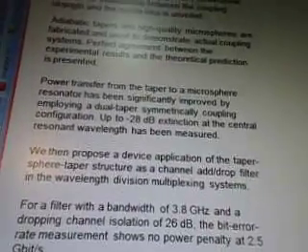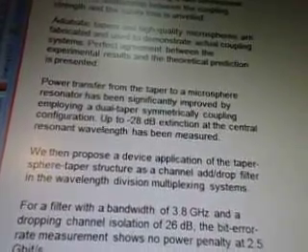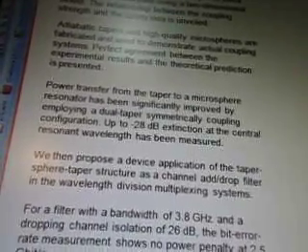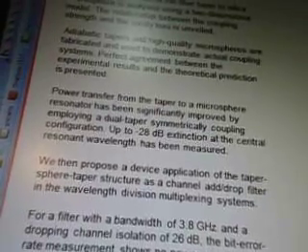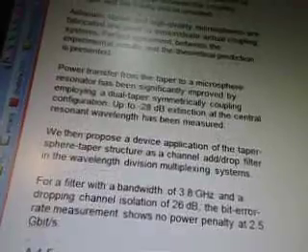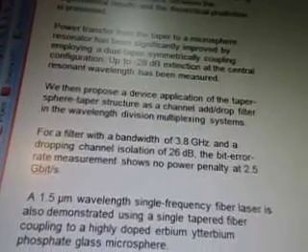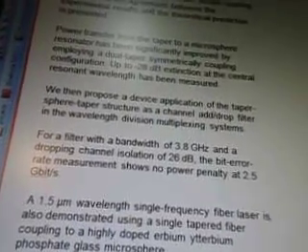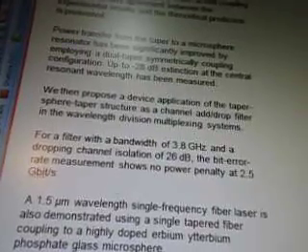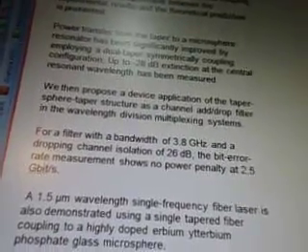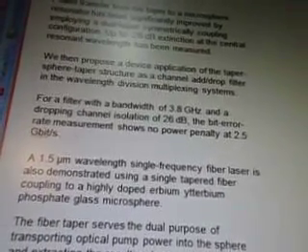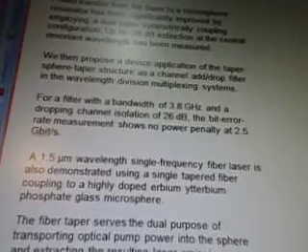Power transfer from the taper to a microsphere resonator has been significantly improved by employing a dual taper symmetrically coupling configuration up to -28 dB. Extinction at the central resonant wavelength has been measured. We then propose a device application of the taper sphere taper structure as a channel add drop filter in the wavelength division multiplexing systems. For a filter with a bandwidth of 3.8 GHz and a dropping channel isolation of 26 dB, the bit error rate measurement shows no power penalty at 2.5 Gbps.